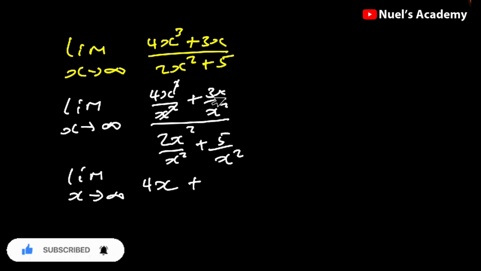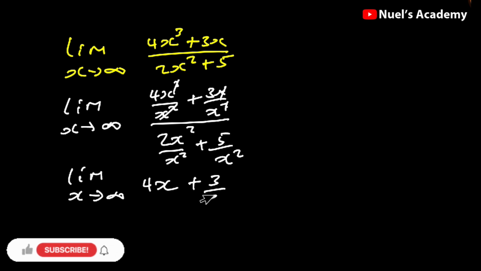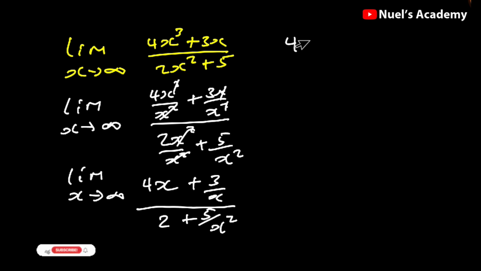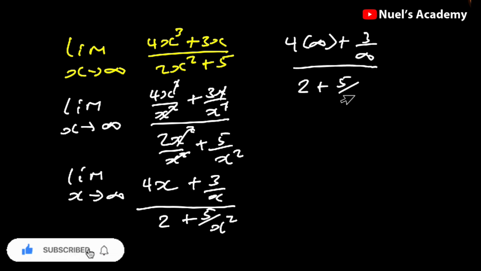Then we have plus x and one of these will cancel. We have 3 over x. Then this is over this and this will cancel. We'll be left with 2 plus 5 over x squared. So let's plug in the limit, which is infinity. So we have 4 times infinity plus 3 over infinity over 2 plus 5 over infinity.